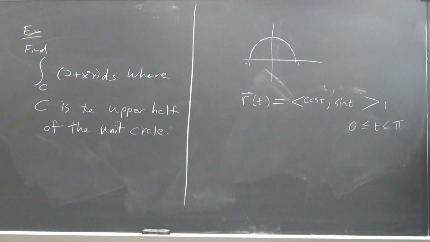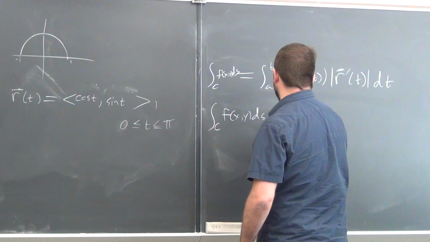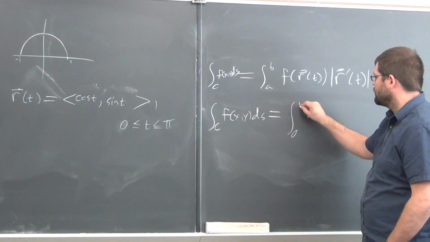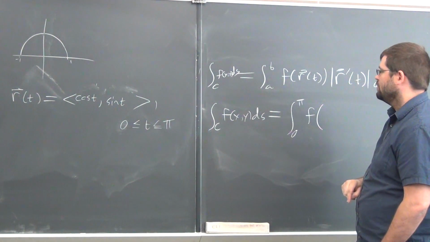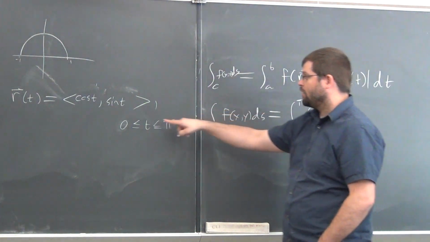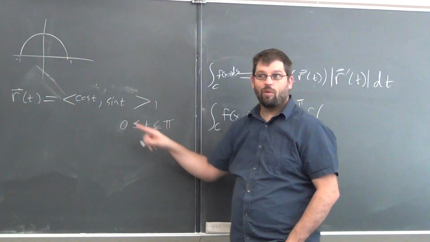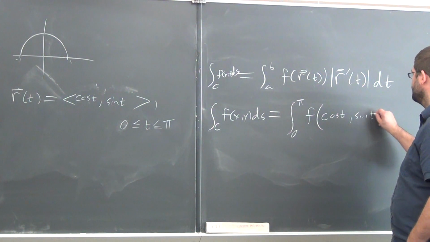Okay, so now I'm going to leave this formula up here. We're just going to follow this formula. So the integral over that curve of our function ds is the integral from a to b, so from 0 to pi, f of, and so maybe this is notation we haven't used before, but when you take f of the vector, it just means this goes in for x, that goes in for y. So you're just doing f of cosine, sine, right?